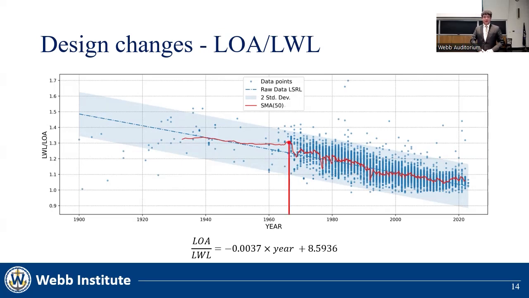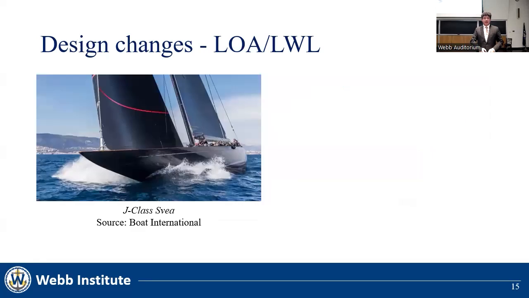We can see that around the 1960s, 1970s, the ratio began to steeply decline as it approaches 1 in recent years. This suggests that yachts were built more like this, where they had a large overhang at the bow and the stern and very pointy ends.